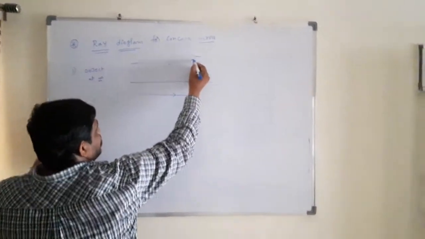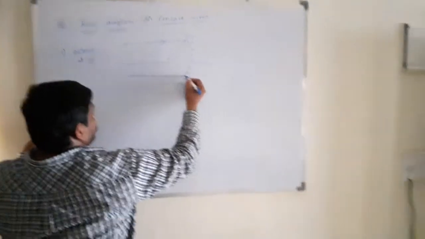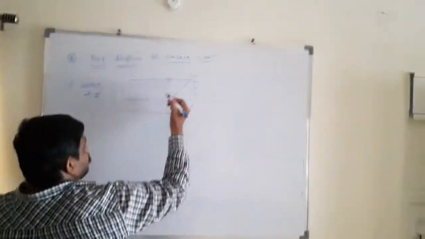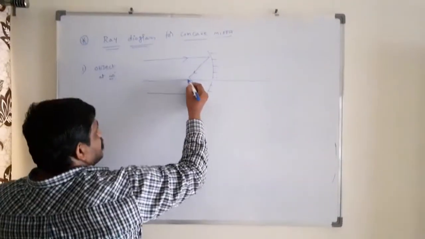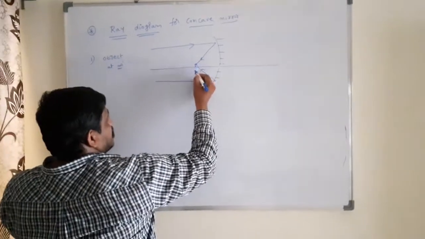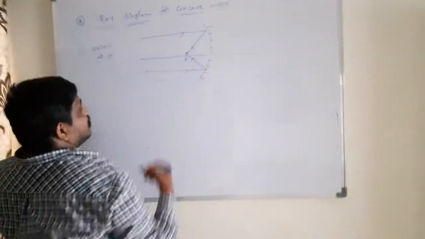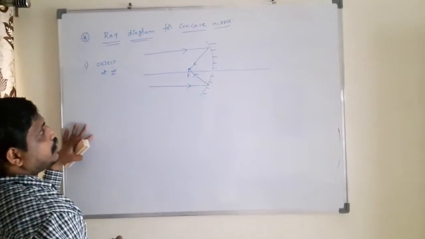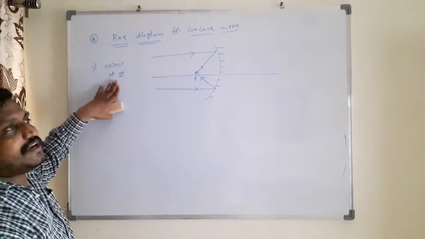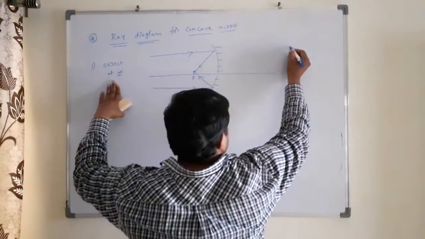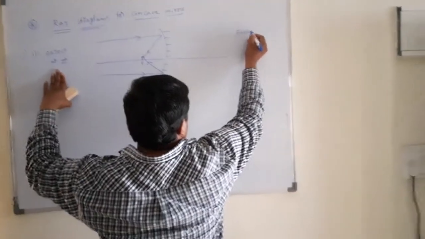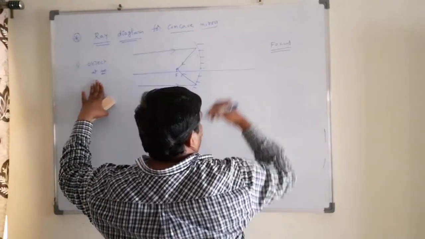These rays are reflected and meet at this point. Here, this is the image. Image formed at principal focus. Look here, object at infinity. Where is the image formed? At the focus. Image formed at principal focus.